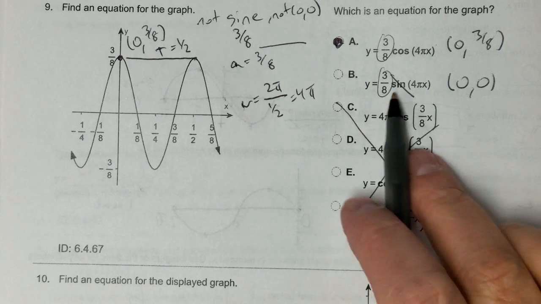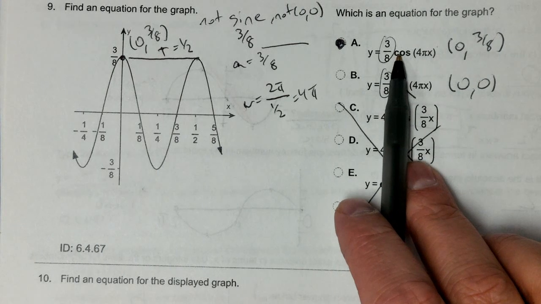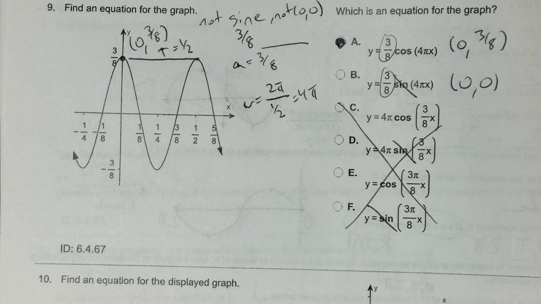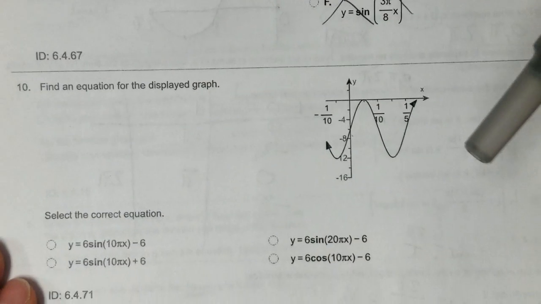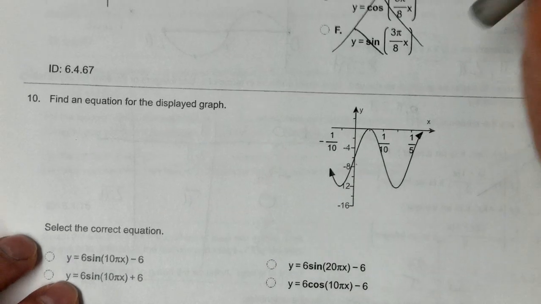If it's sine, it has to go through the origin. If it's cosine, it's either going to start high or low. In this case, it's starting high, so it's going to go 0, 3/8. Any questions about that? All right. So this next one, find an equation for this.